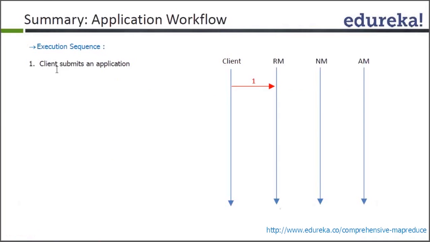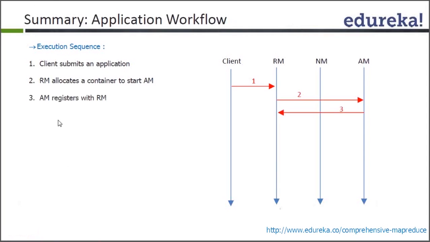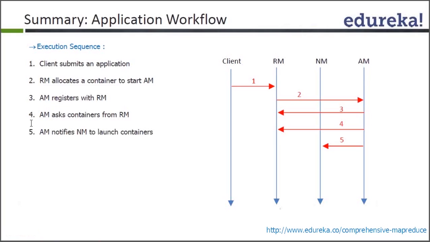Okay. So the sequence: the client submits an application to the resource manager. Then the resource manager allocates a container to start the application master. Clear, guys? Okay. Then the application master registers with the resource manager because it will have to talk to the resource manager for the resources. Then the application master asks for containers from the resource manager. Why? Because I know where the data is going to be, right? Then it will tell the node manager to launch the containers. Okay. Then the application code is executed in a container.